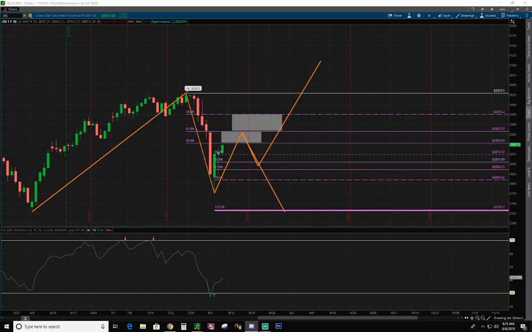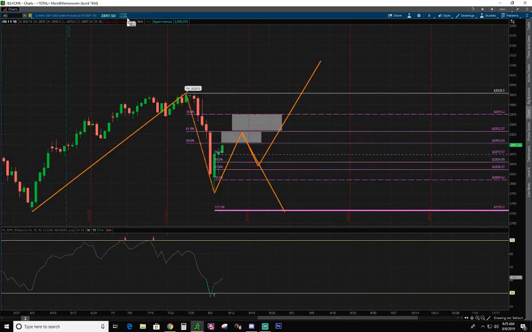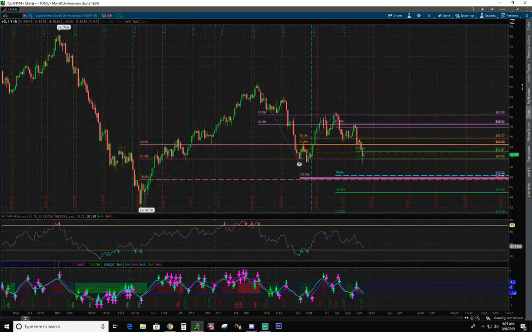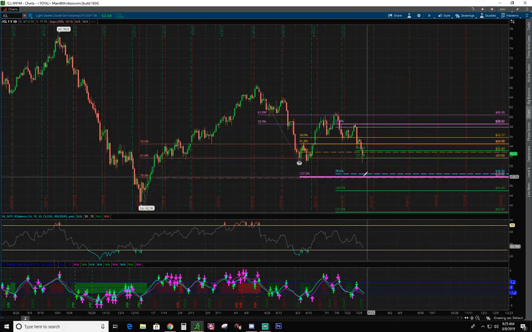All right, so that's the S&Ps. We got about 5 minutes here, so let's take a look. Man, this is up big. We'll have that tick gap fade trade that we can take here. Oil, nice move down here to the 1272 yesterday.